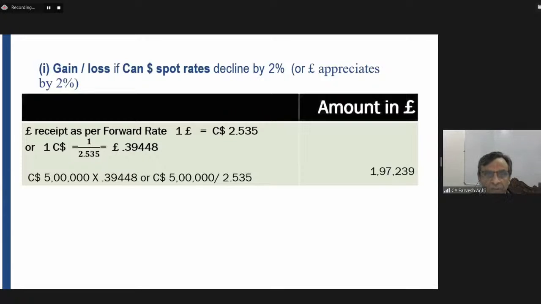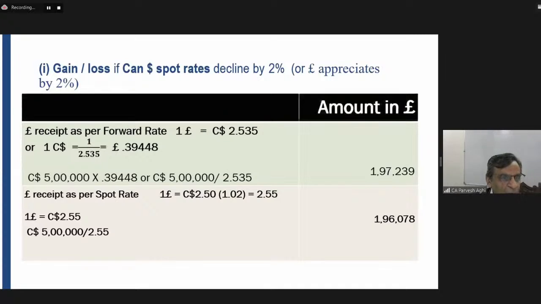So that means you are going to receive, and this amount is in pounds, 1,97,239 pounds if you take a forward cover. Okay, fine. Now let's see what happens if the Canadian spot rate declines by 2%, which also means that the pound appreciates by 2%.